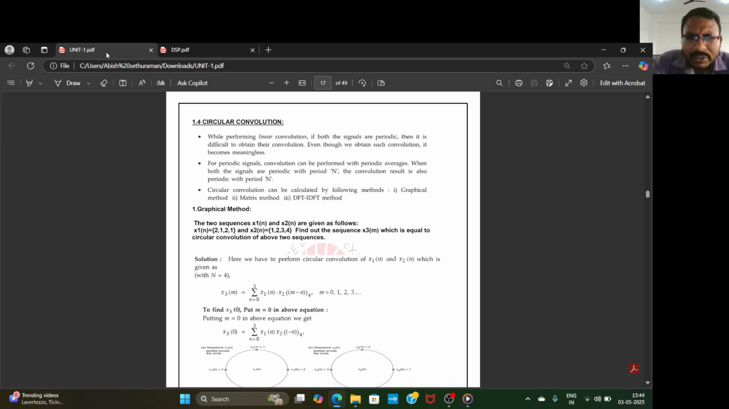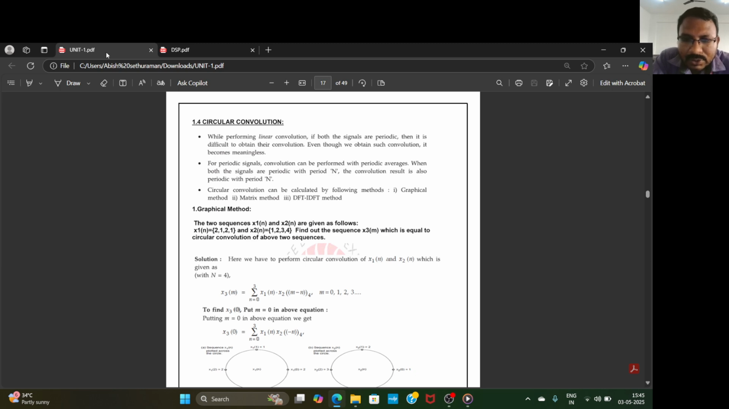The circular convolution can be calculated by the following methods. The first one is the graphical method. The second one is the matrix method. The third one is the DFT and IDFT method. First, we are going to see the graphical method, whose other name is the concentric circle method.